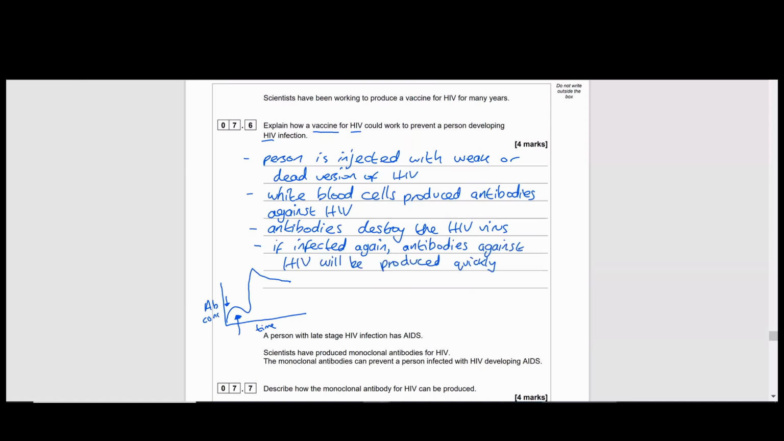And some of you may have been taught that this is due to the presence of memory cells. But as this is not part of the specification, this is not really going to be worth a mark. What we must say is if we are infected again with this virus, the antibodies will be produced, which are specific to HIV. They will be produced very quickly.